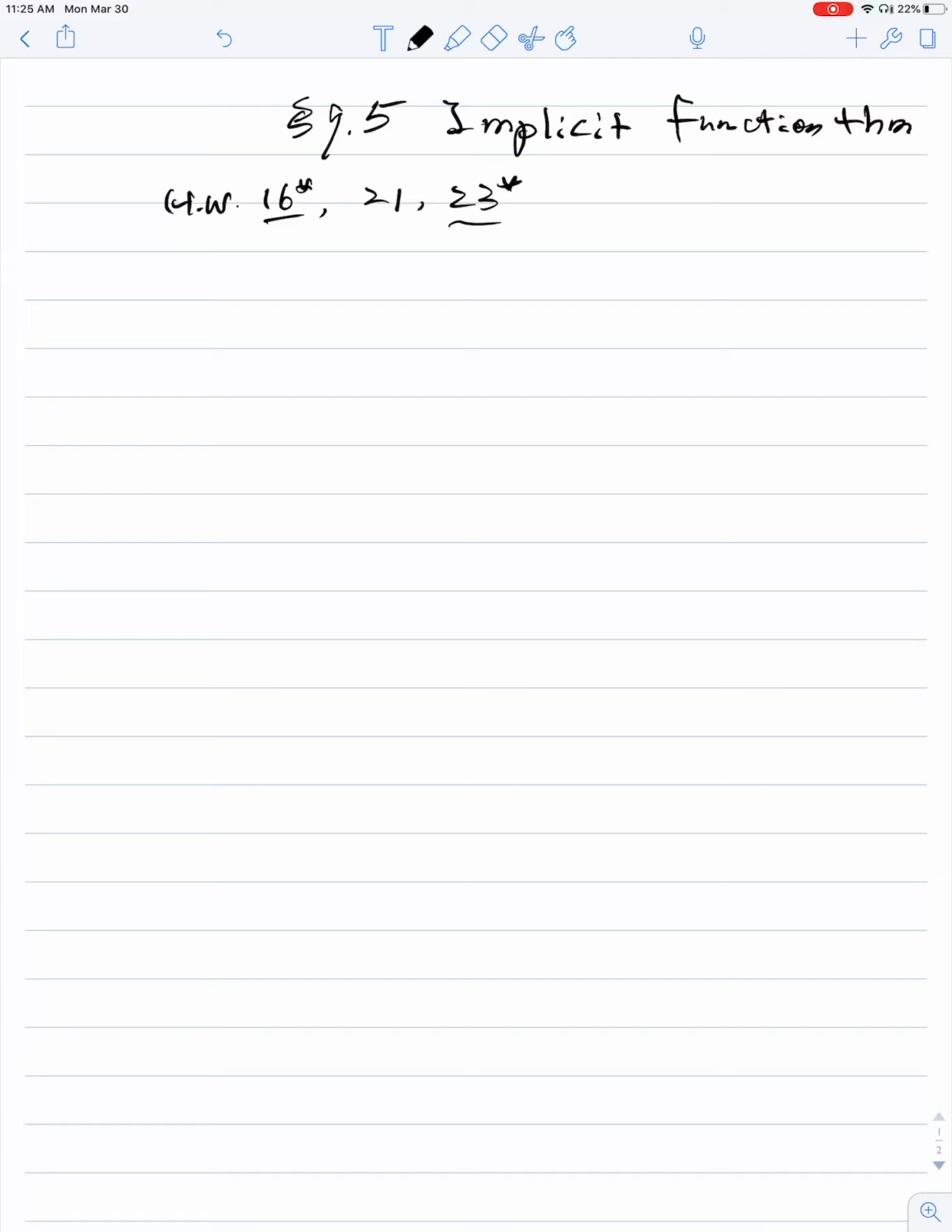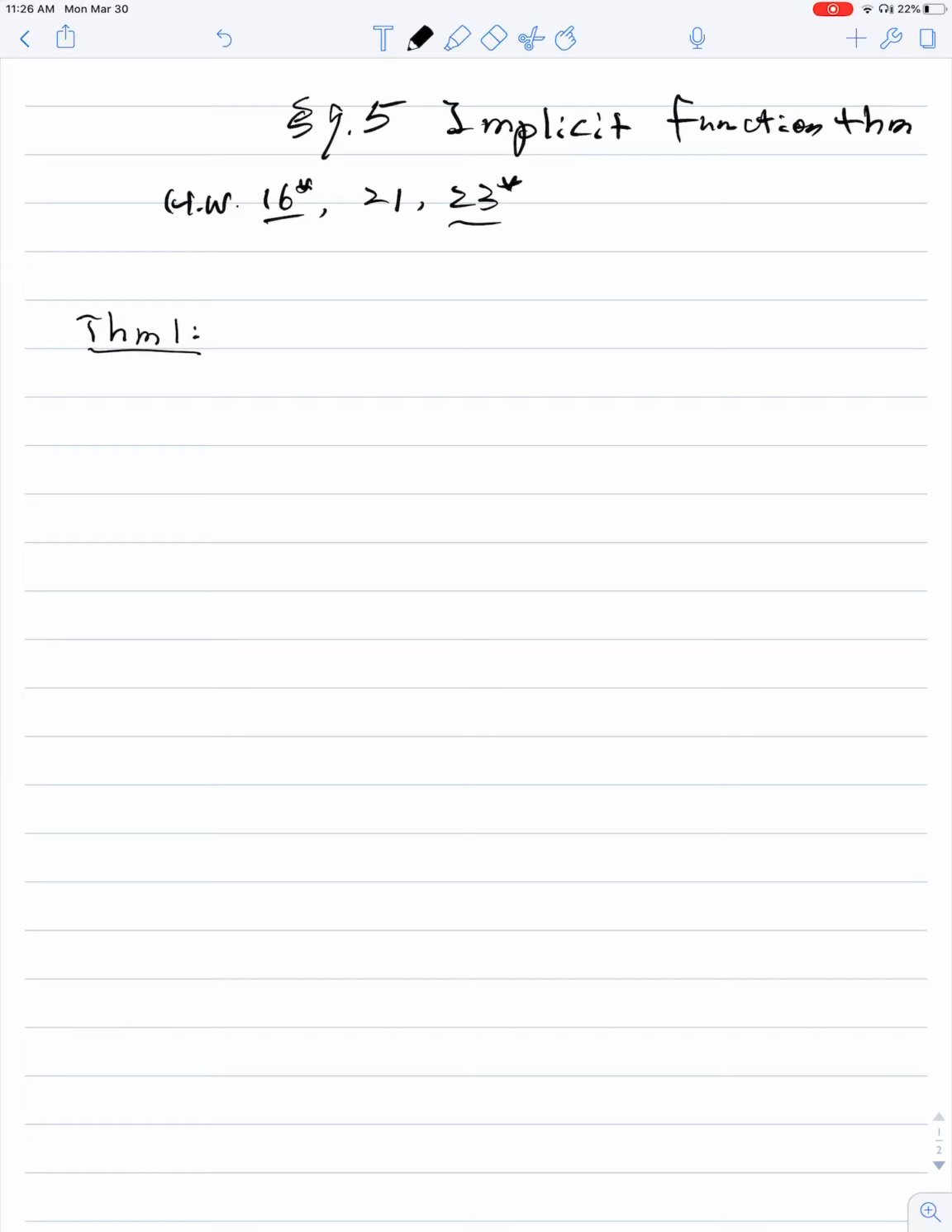Okay, so let's first talk about the implicit function theorem. We would first state the theorem in the two-dimensional case and prove it in the two-dimensional case. The proof for the n-dimensional case, the more general case, is essentially the same. So let's state the theorem in two dimensions.